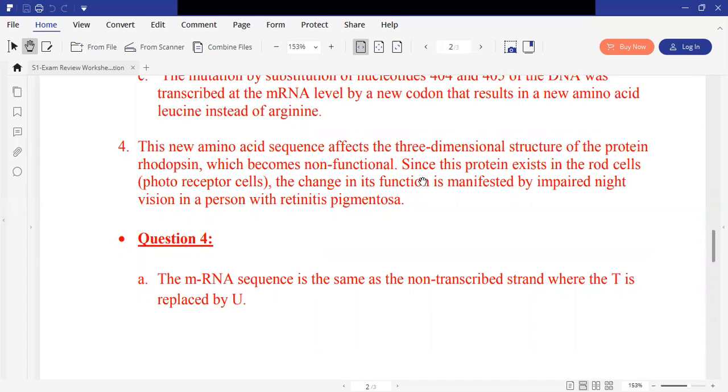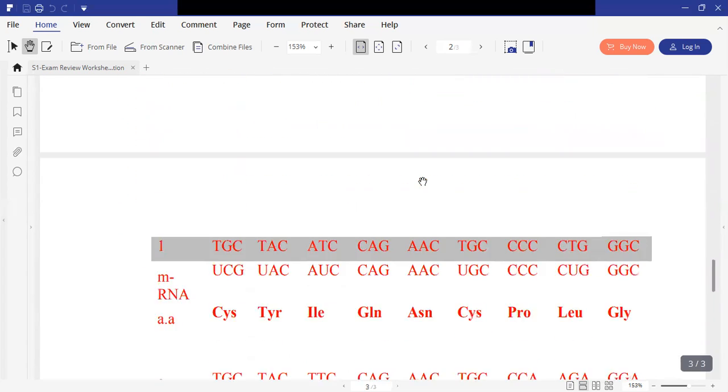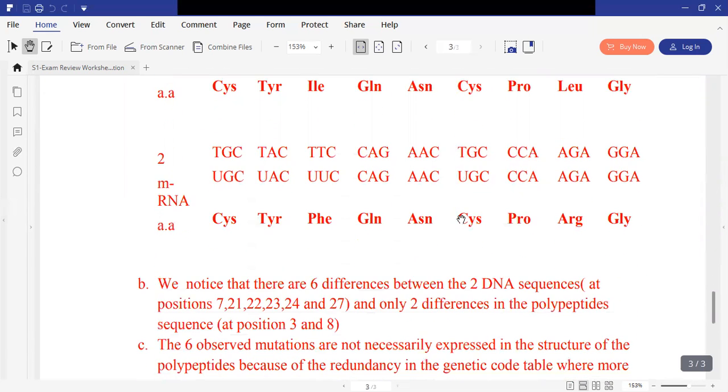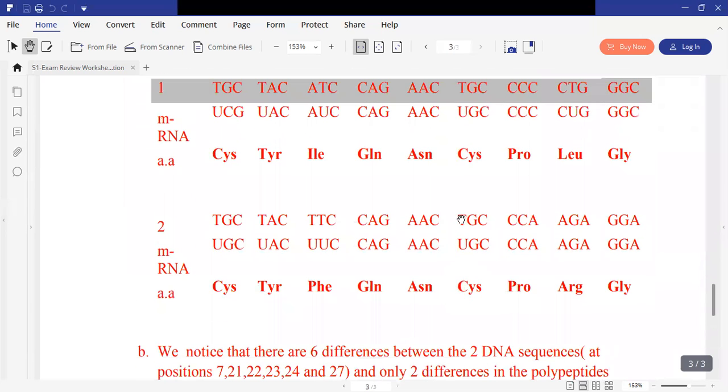So the mRNA is the same as the non-transcribed strand, only the T is going to be replaced by U. So we'll have this sequence. All of them have the same sequence, only the T is replaced by U. Compare the two sequences. We noted that there are 6 differences at the level of the DNA sequences. Look here at positions number 7, 21, 22, 23, 24, and 27.